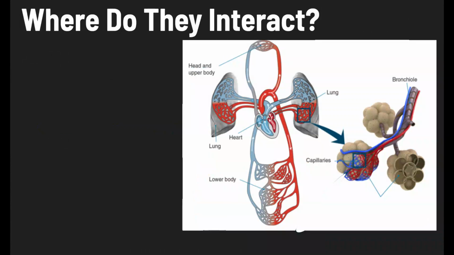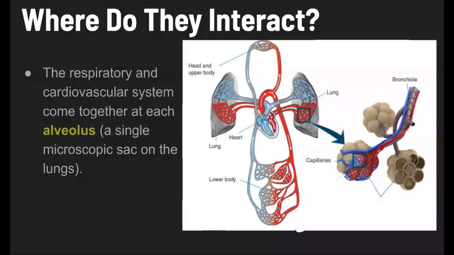So where do these two systems interact? The respiratory system and the circulatory system. Where do they interact? Well, the respiratory and circulatory or cardiovascular system come together at each alveolus. Now, an alveolus is a single microscopic sac on the lungs. So in this image, here's the heart. And you can see that the heart has connections with the lungs. So you have a lung over here and a lung over here.